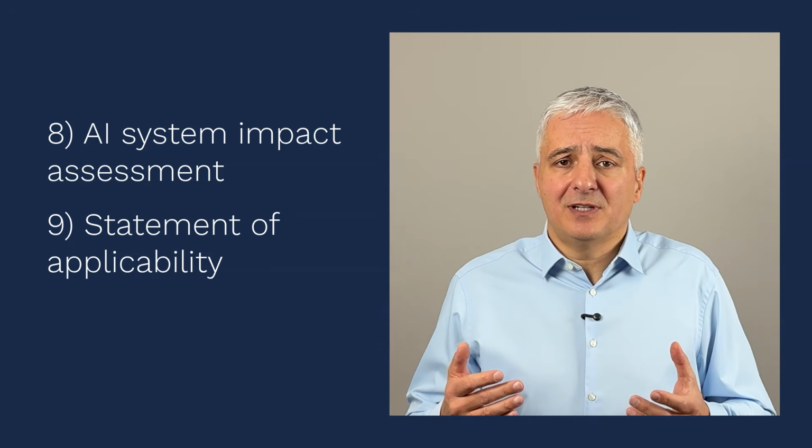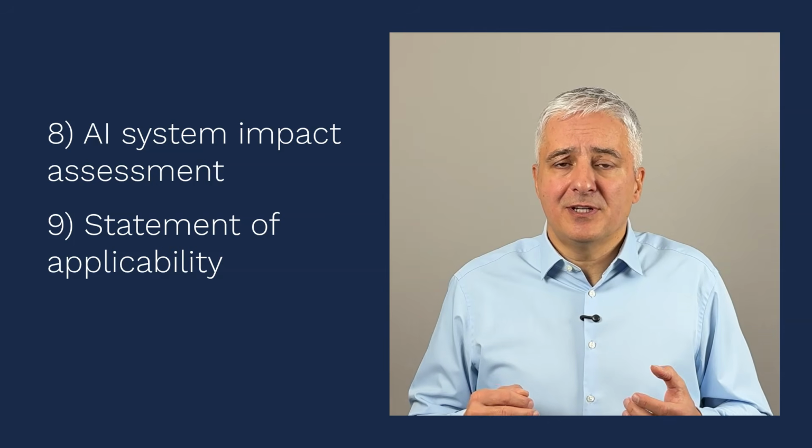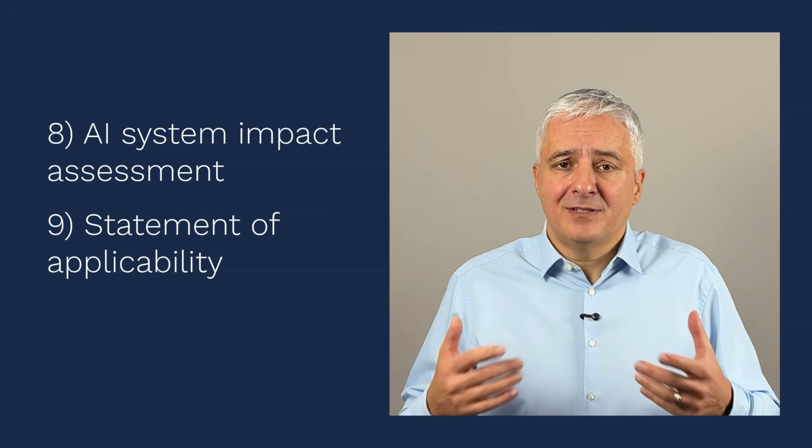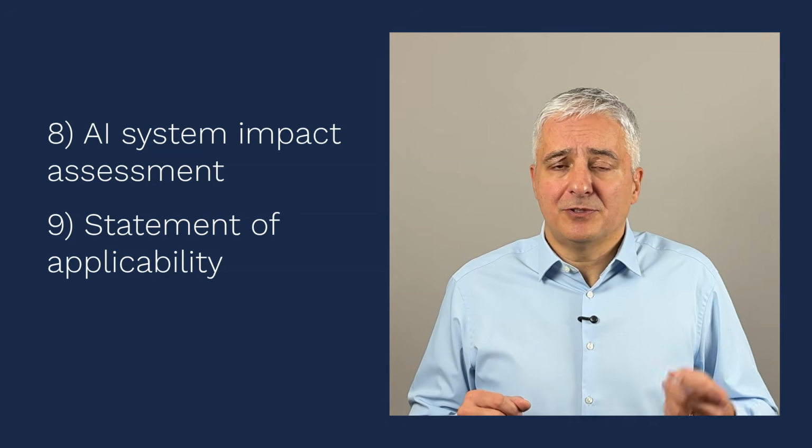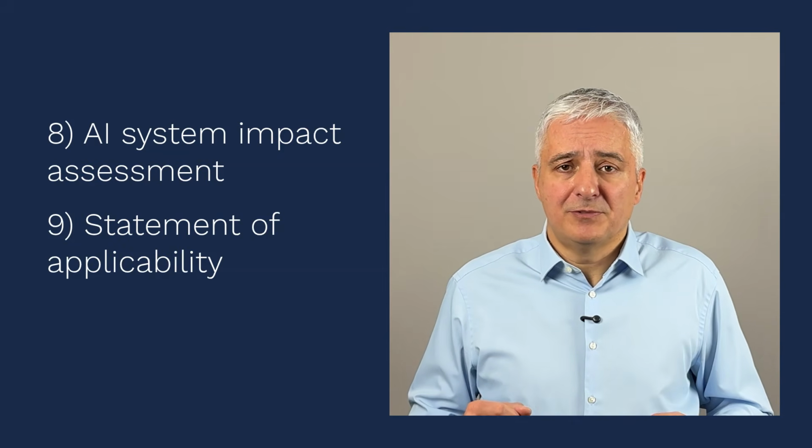So basically this is a document where you list all of these 38 controls from the Annex A, and then define for each control whether it's applicable or not, of course based on your results of the risk assessment, but also based on the analysis of the requirements of interested parties.